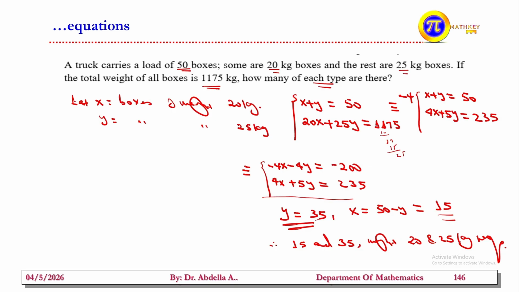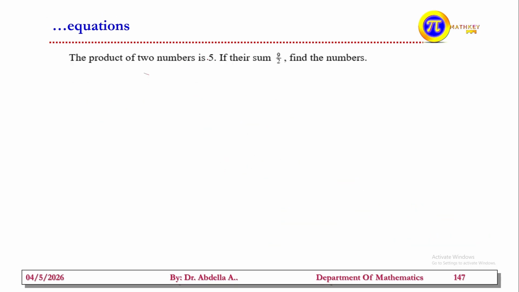Let us see the next. It says that the product of two numbers is 5 and if their sum is 9/2 then find the numbers. Let x and y be the two numbers. So the product means x times y equals 5. Their sum means x plus y is equals to 9/2.